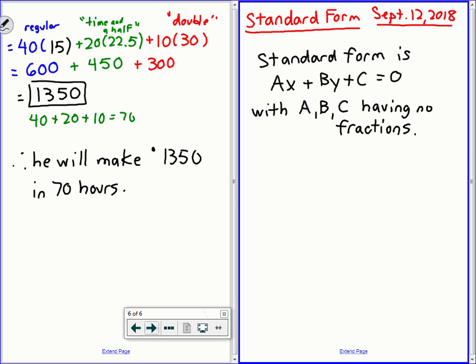Some people are afraid of slopes with fractions. I personally find slope a lot easier, but that's me. With standard form, we get an equation with no fractions, just a different way to express the same thing. Okay?